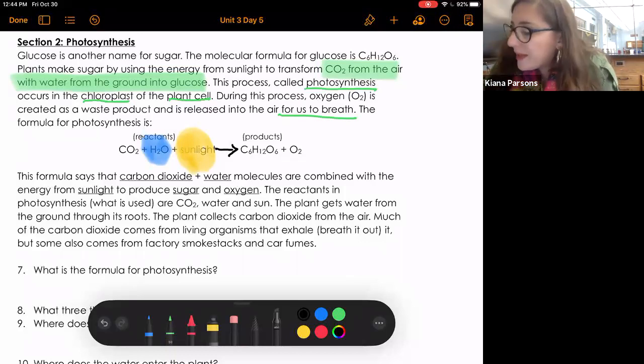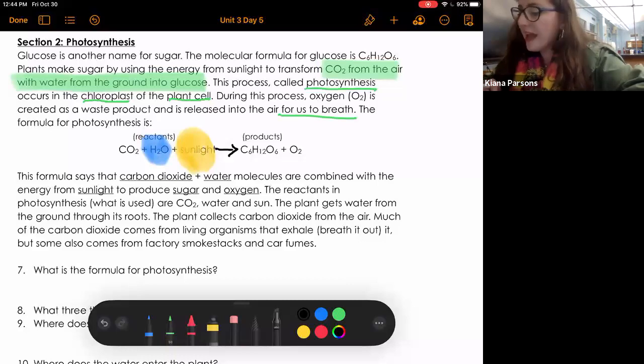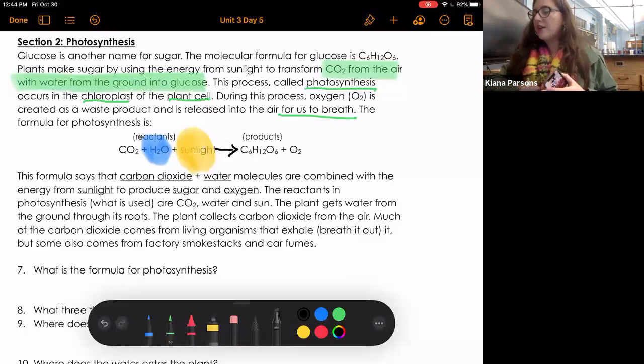So this formula says that carbon dioxide plus water molecules are combined with the energy from sunlight to produce sugar and oxygen. The reactants in photosynthesis, what is used, are carbon dioxide, water, and sun. The plant gets water from the ground through its roots. The plant collects carbon dioxide from the air. Much of the carbon dioxide comes from living organisms like us that exhale or breathe it out.